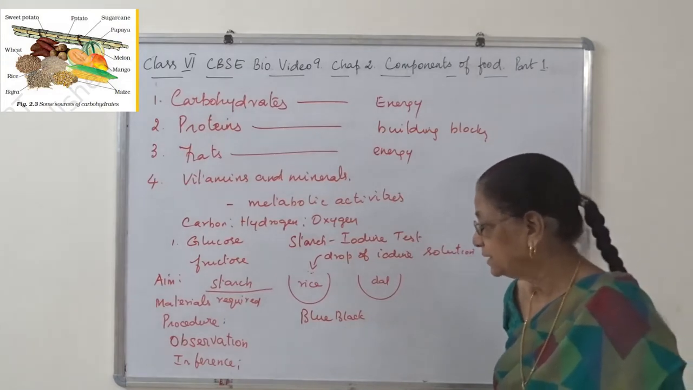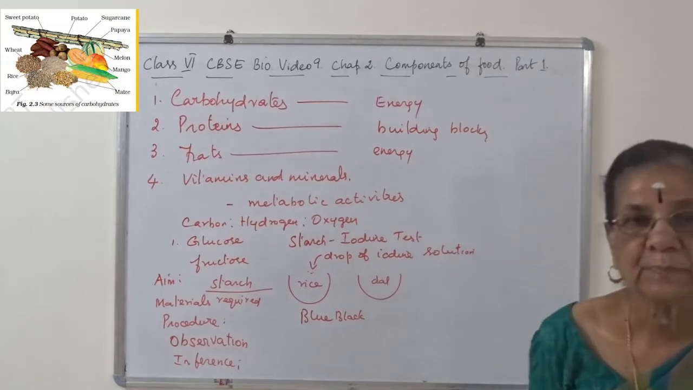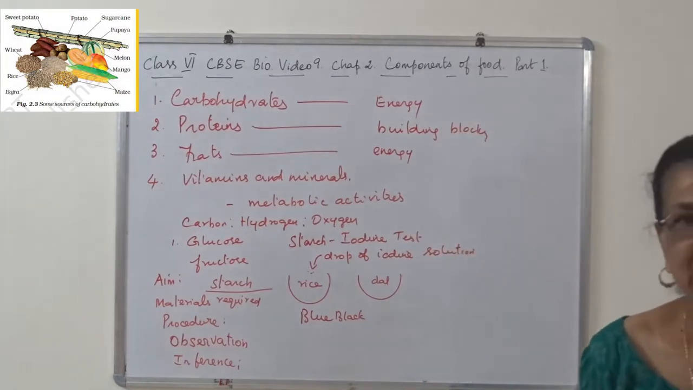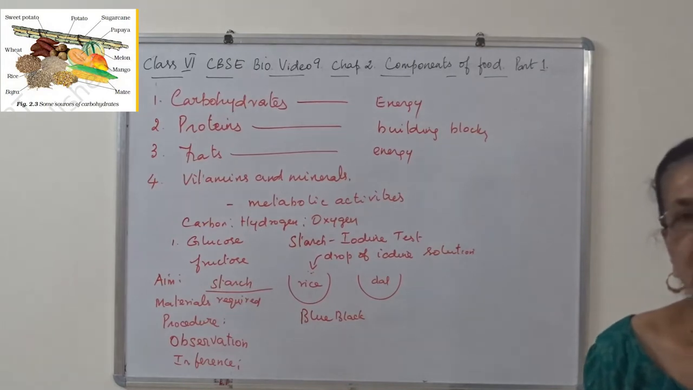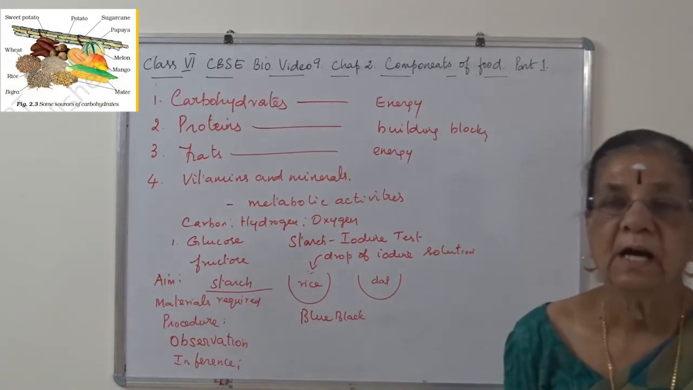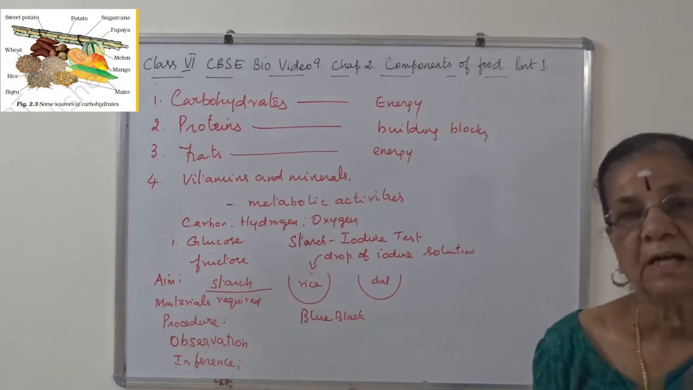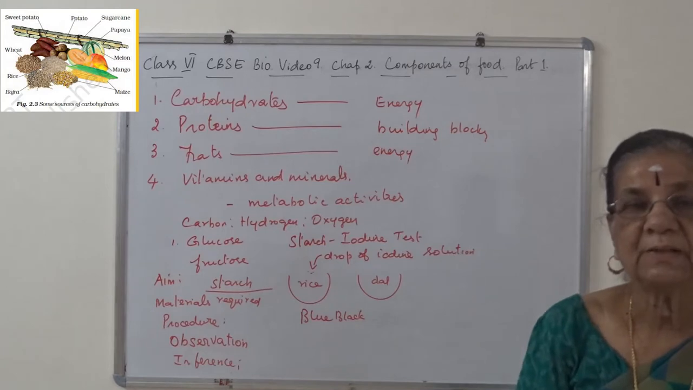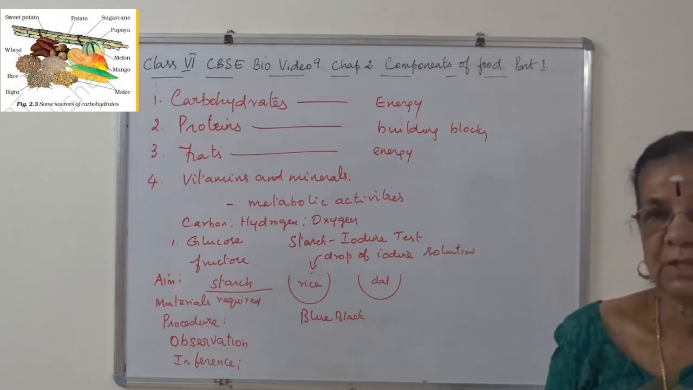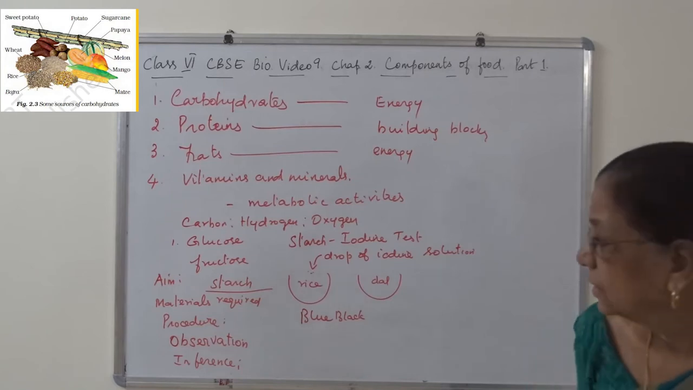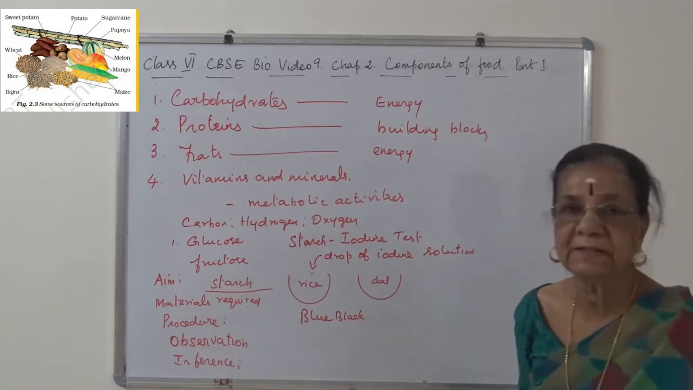Then materials required. What all do we need? A bowl with the food sample, rice and dal, and then we need iodine solution, and then drop the iodine on the sample. Okay, now these are the materials required. Now what procedure will we write?